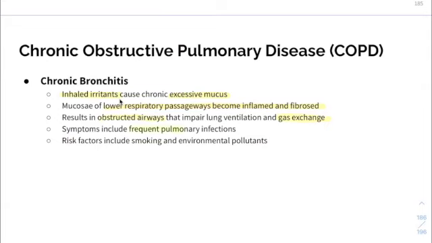Chronic bronchitis opens people up for constant pulmonary infections. They're constantly getting sick with something. Smoking. Smoking causes a lot of respiratory problems. But environmental pollutants, depending on where people live and what they're exposed to in the air, can cause a lot of breathing and respiratory problems as well.